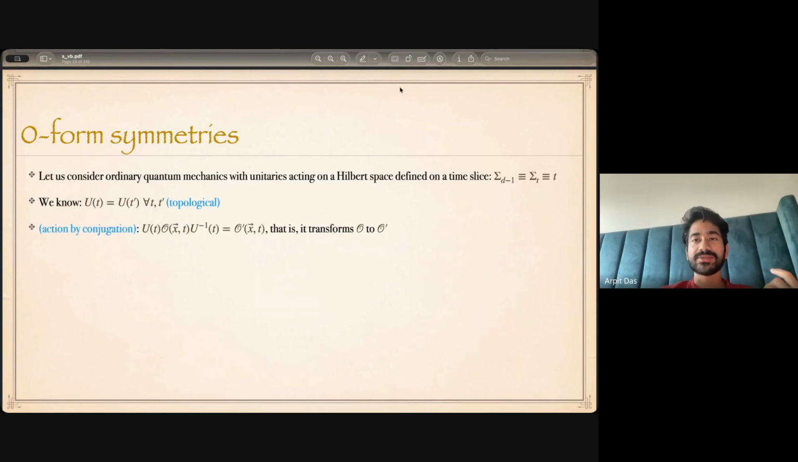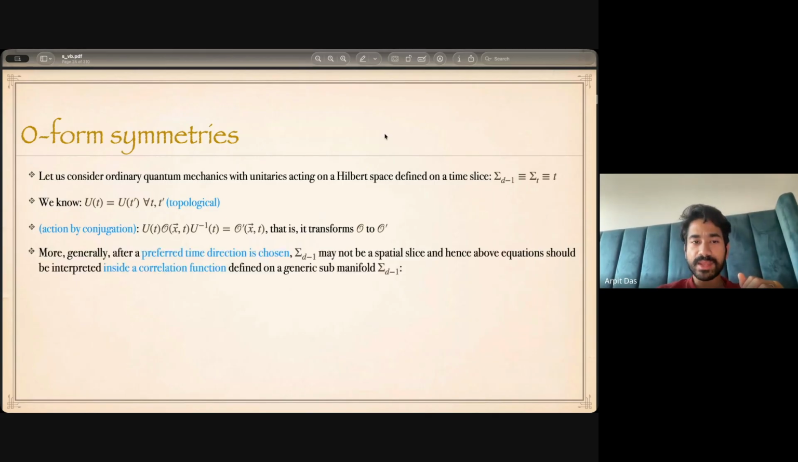Furthermore, how do these unitaries act? These unitaries act on local operators by what is called a conjugation action. Okay. So O is a local operator. The unitary acts like U O U dagger, or U inverse, and it gives you something like O prime. Again, this is something you all are familiar with. Why do we impose this action? Because that's what preserves the norm. Okay, the norm of the wave function gets preserved if your operators act like this.